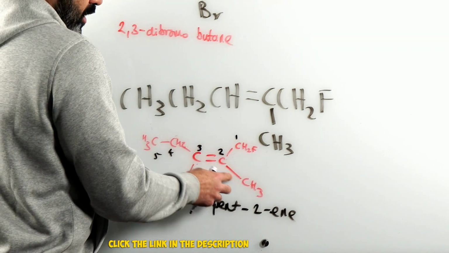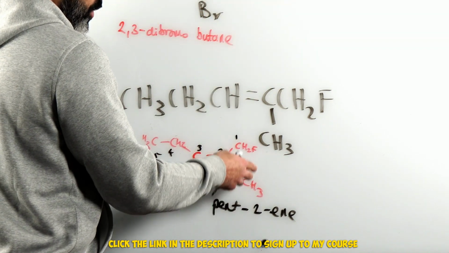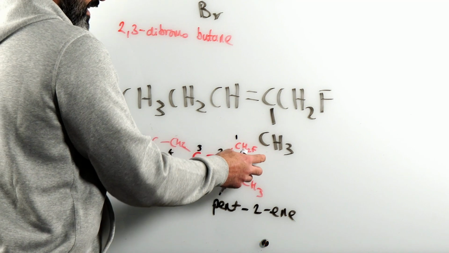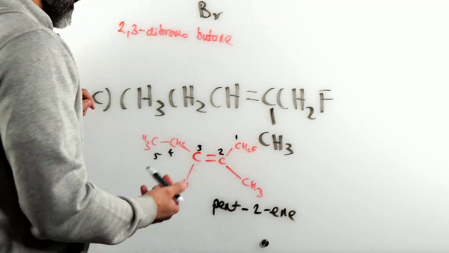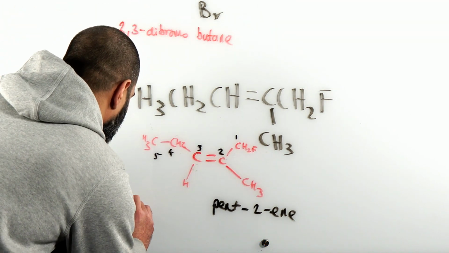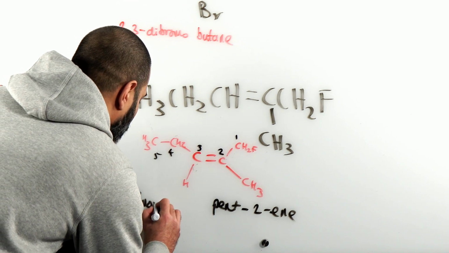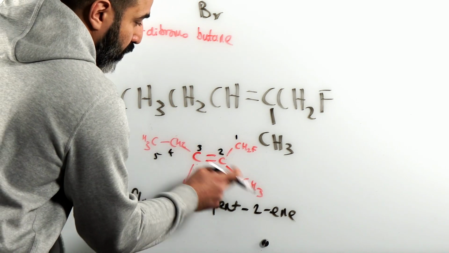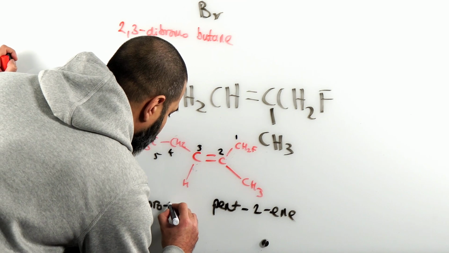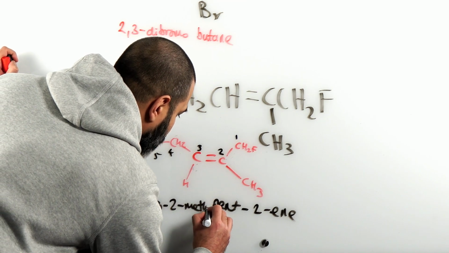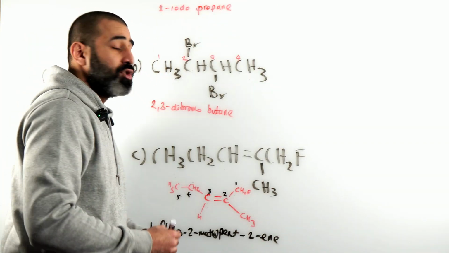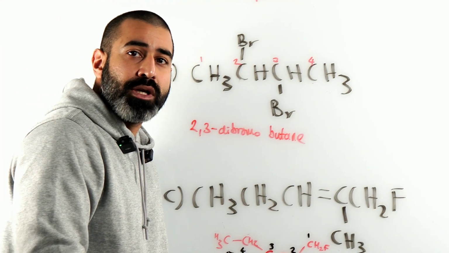Okay, now we've got a branch on carbon atom number 2. And we've got a fluorine attached on carbon atom number 1. So we're going to number this as 1 fluoro, 2 methyl, pent-2-ene.